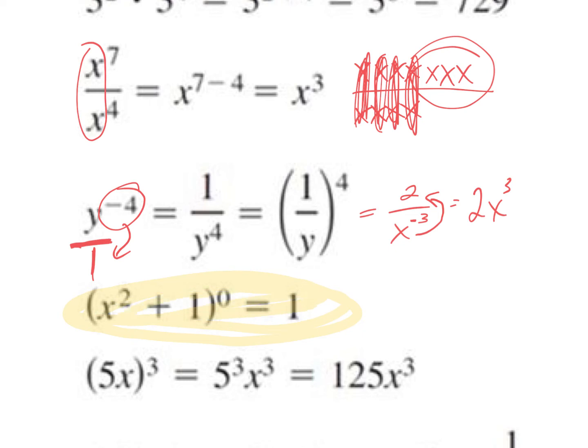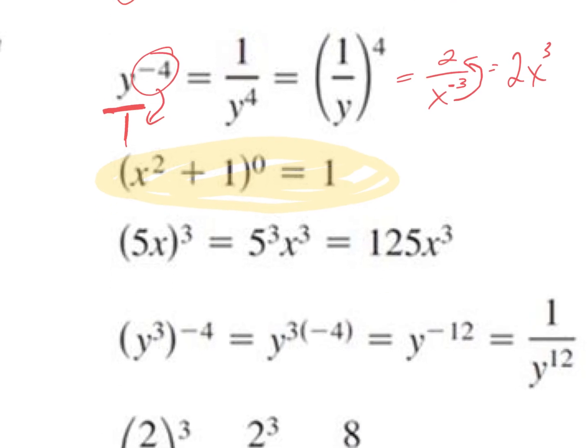If you ever get a problem like this on a test or a quiz, please don't mess this up. What is anything raised to the 0 power? 1. Good. Anything raised to the 0 power is 1. Make a note of that, highlight it, whatever you need to do.